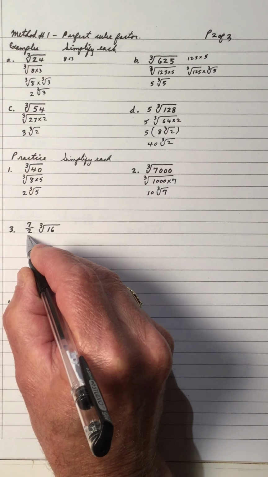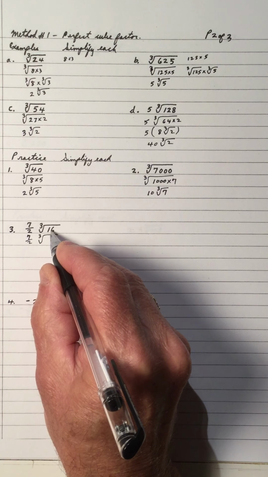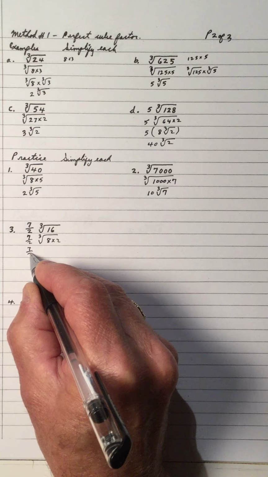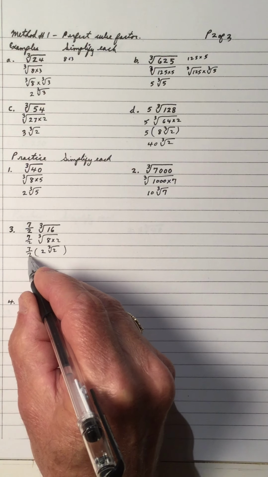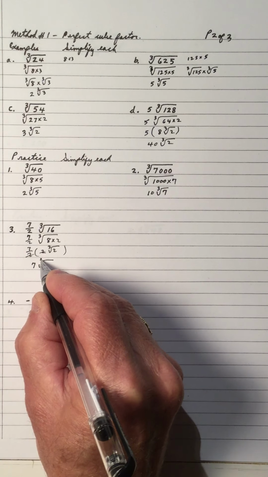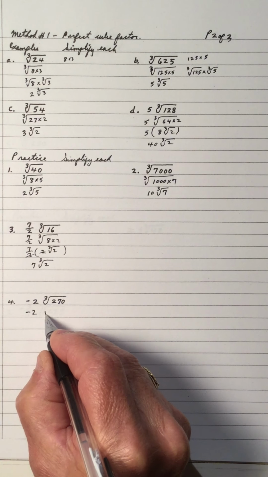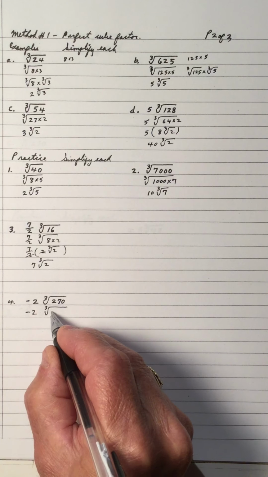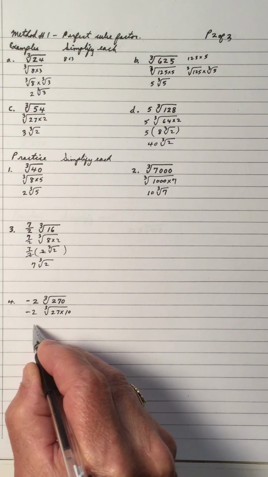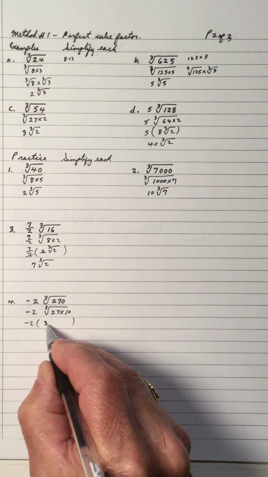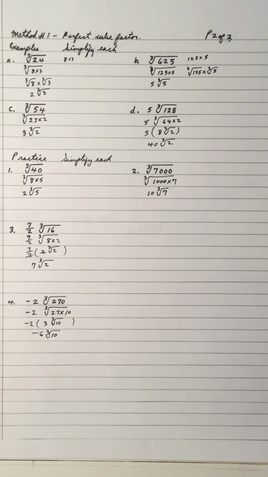Number 3 is 7 over 2 times the cube root of 16. The perfect cube factor of 16 is 8 times 2. So that's 7 times the cube root of 8, which is 2. And we can't do the cube root of that 2 that's there. And the 2's cancel out, we multiply, so we get 7 cube root 2. And number 4, we have a negative 2 times the cube root of 270. Break down 270. I see a 27 as a perfect cube factor of 270, 27 times 10. The cube root of 27 is 3, cube root of 10. So that's negative 6 cube root 10.